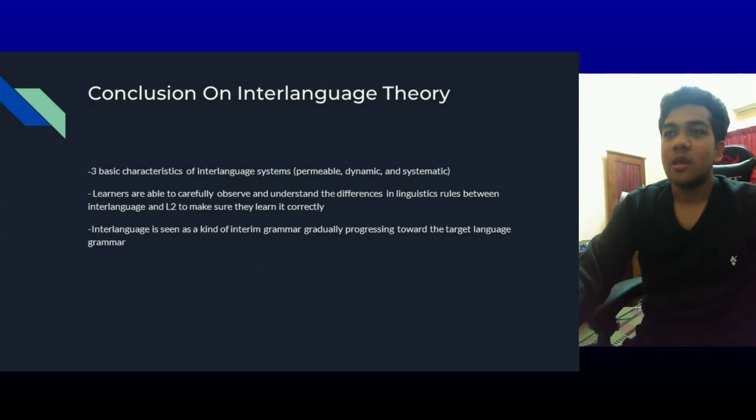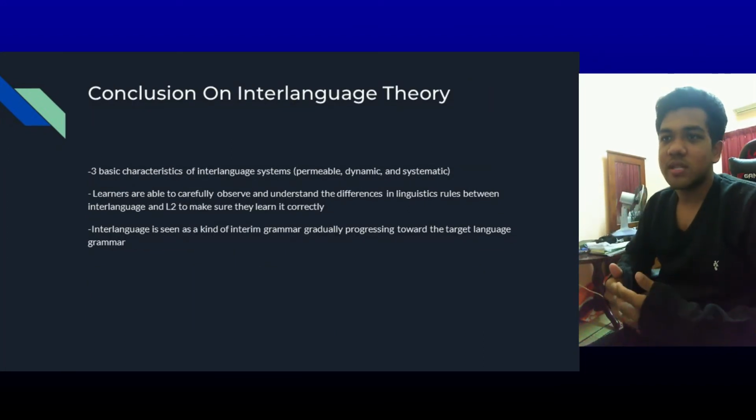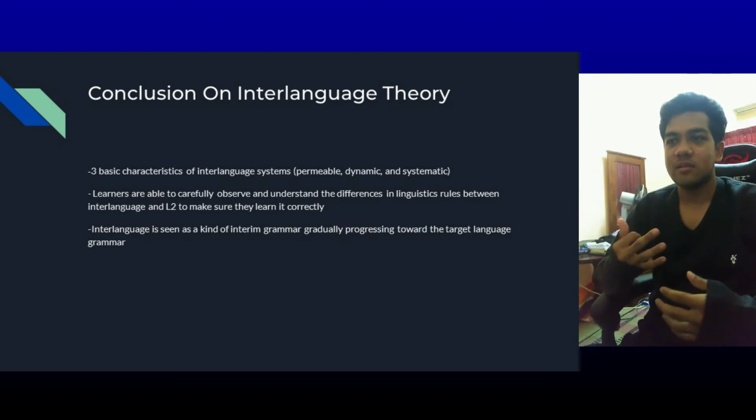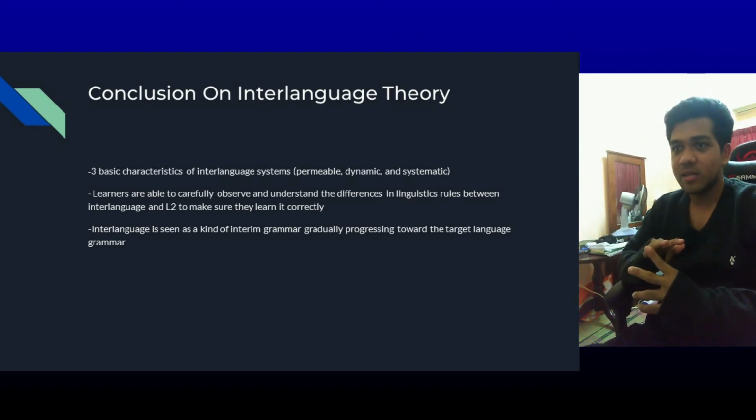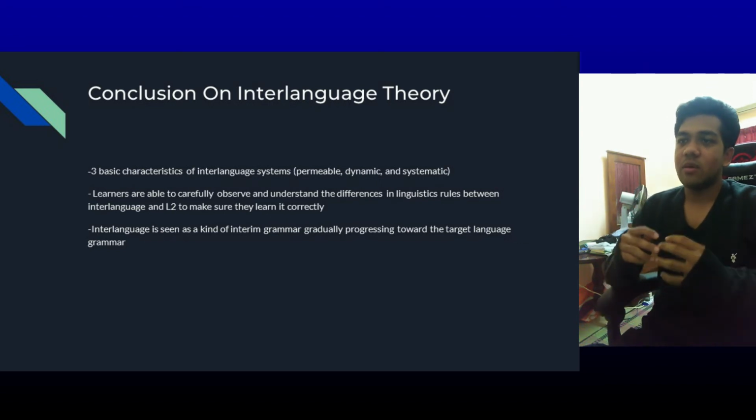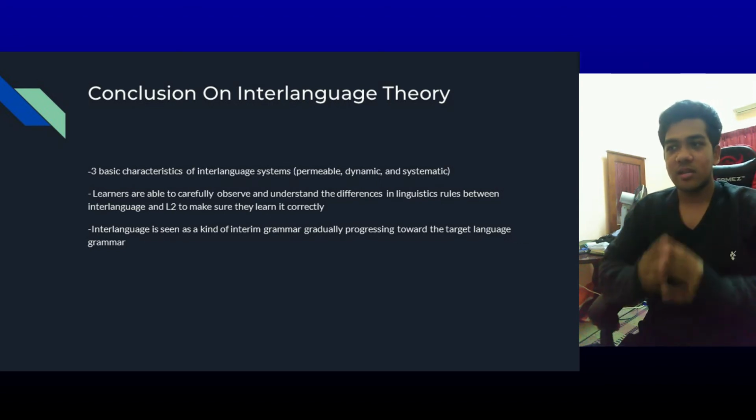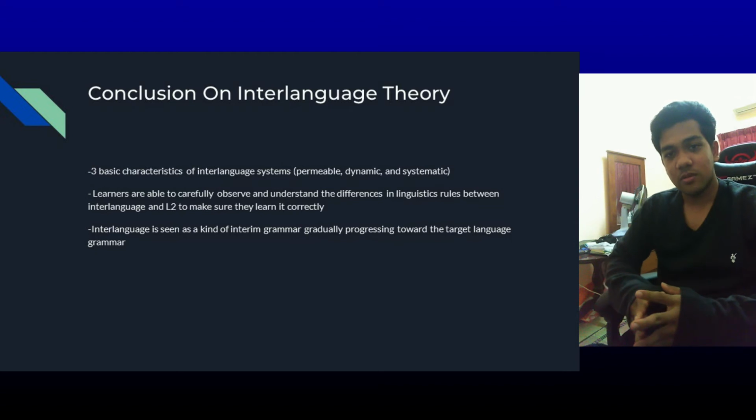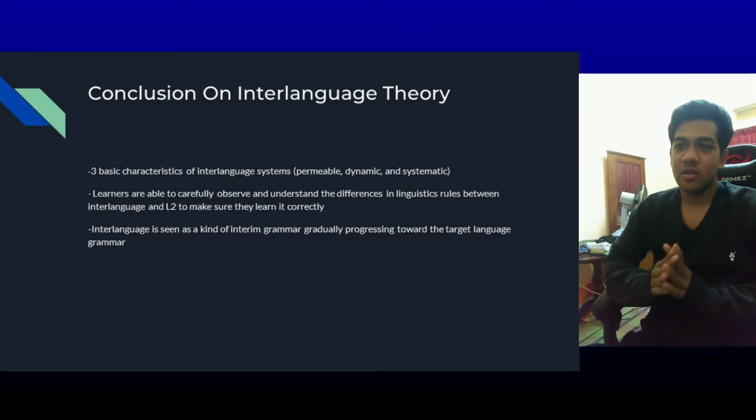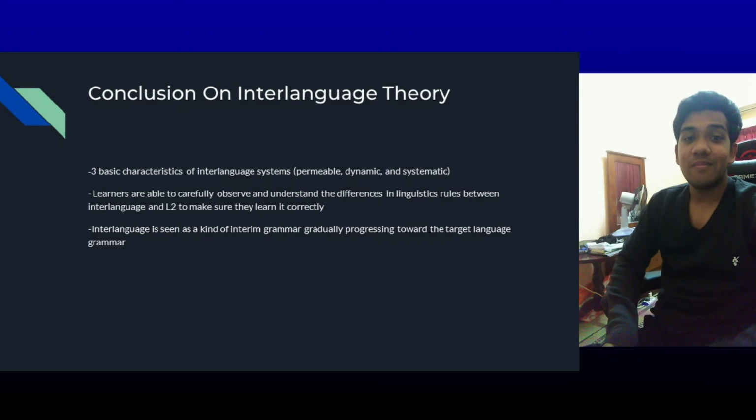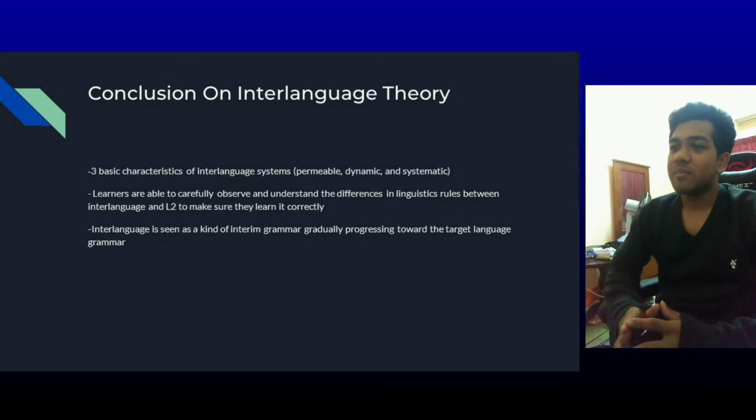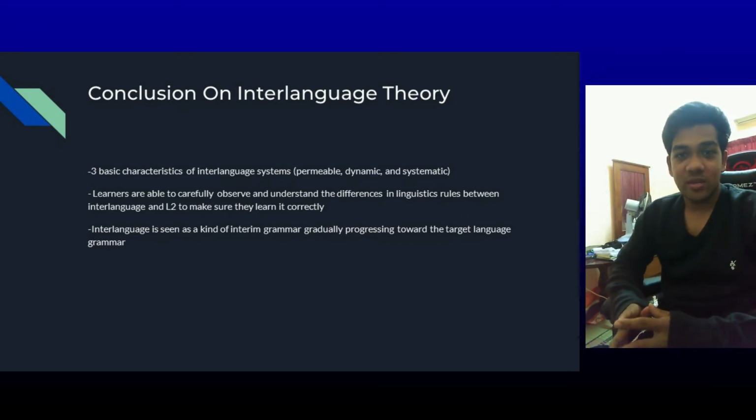Okay, the conclusion on the interlanguage theory is that the three basic characteristics of the interlanguage system are permeable, dynamic and systematic. Learners are able to observe and carefully understand the different linguistic rules between interlanguage and L2, and they learn it correctly. And interlanguage is a kind of interim grammar, gradually progressing towards the target language grammar.